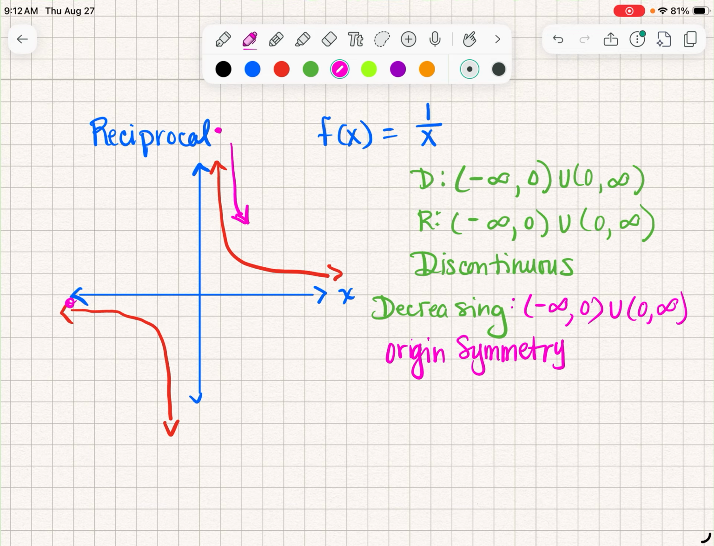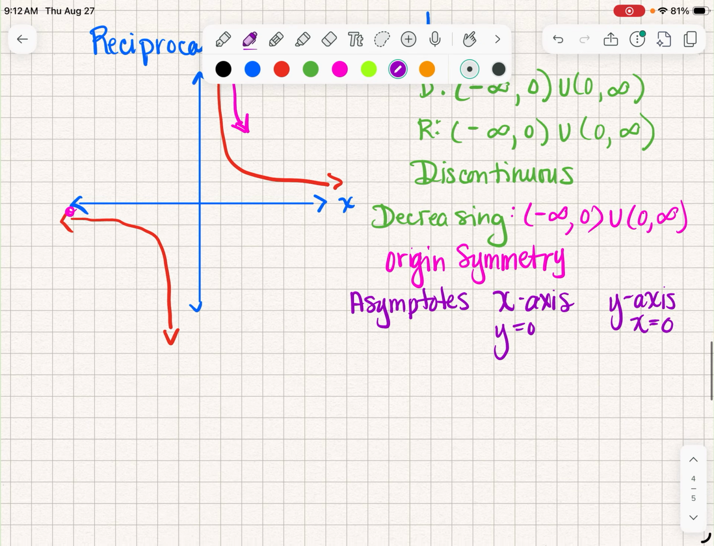And let's see what else. It is not bounded. There are no maxes or mins. It does have asymptotes. It doesn't have any x or y intercepts, obviously, because the asymptotes are there. So let's list those. There's asymptotes on both the x-axis, which is the line y equals 0, and the y-axis, which is the line x equals 0. So those are the two asymptotes.